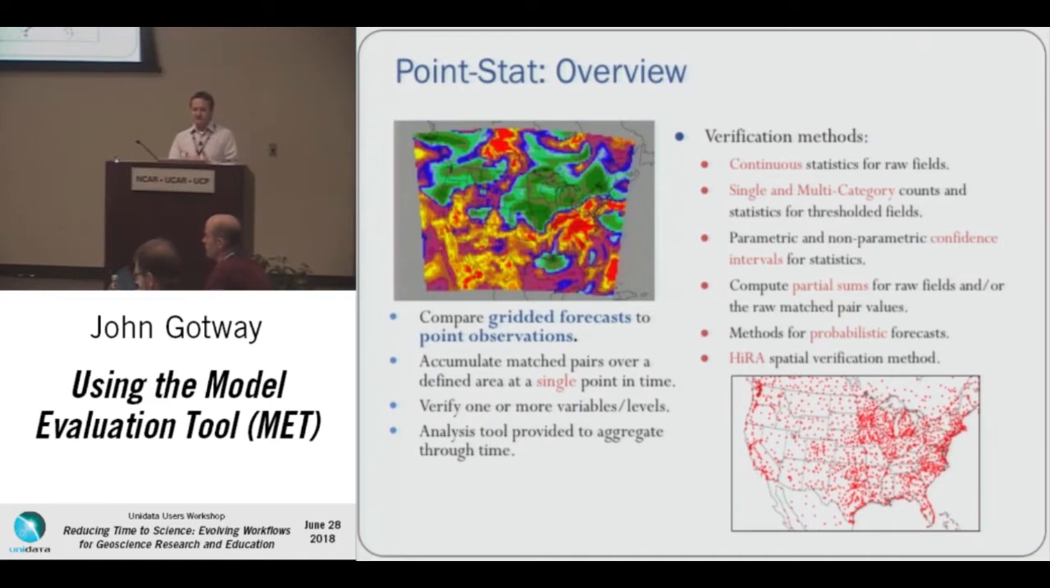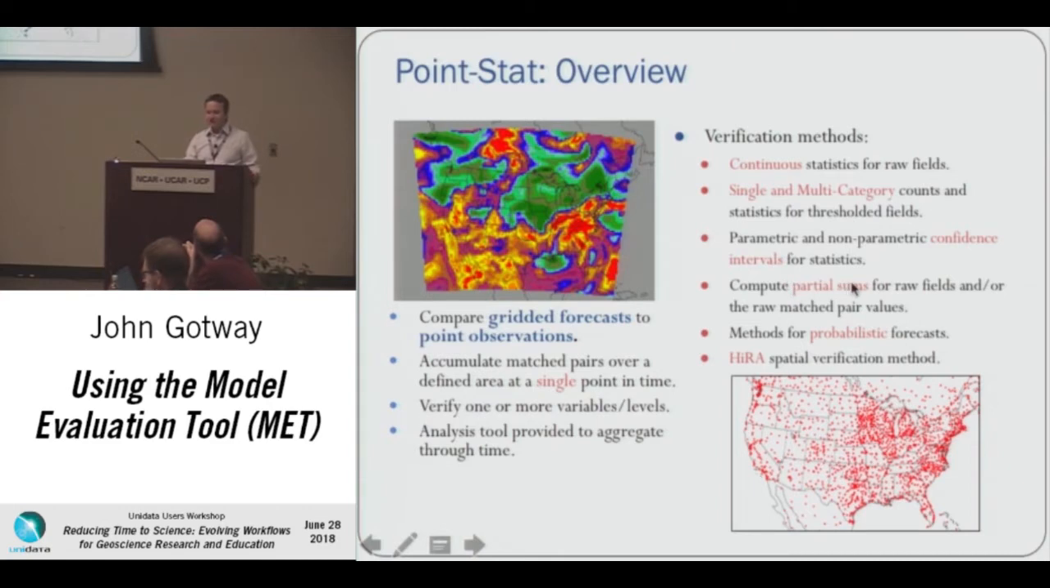What are the actual statistics that point stat computes? There are methods for computing continuous statistics on the raw fields, and applying one or more thresholds to compute single or multi-category counts and statistics for thresholds of interest. For example, where is it raining? So where is precip greater than 0? When you apply that threshold, you transform your continuous field into a binary field of events and non-events. Point stat includes methods for assessing parametric and non-parametric confidence intervals for each of the statistics. And Tressa tells us which ones to apply to which statistics in as appropriate a way as possible.